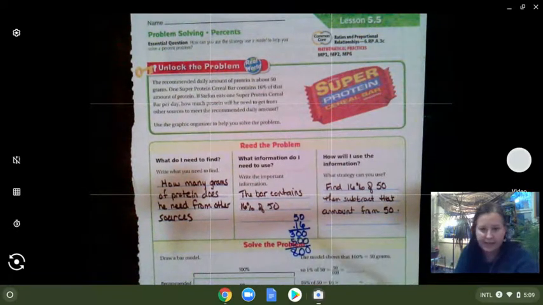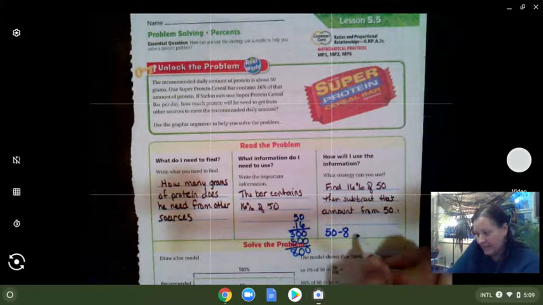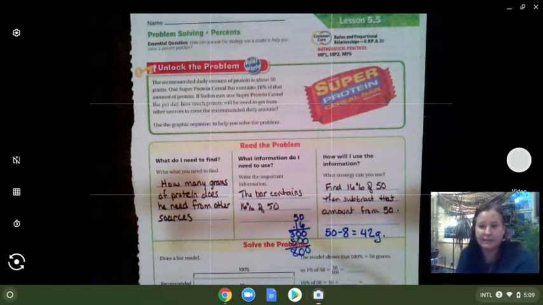So I get 8. So he gets 8 grams of his daily amount from this bar that he eats. So he gets 8 grams, but he needs 50 grams. So 50 minus 8 will give you 42 grams. That is the amount he still needs to get.